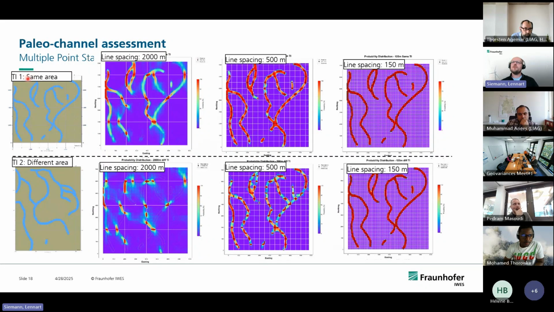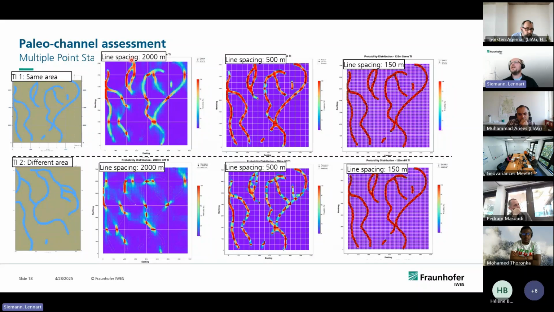So we have different training images. This is a bit complex now. We have training image 1 and training image 2 here. Same area, different area says that here we have used the same conditional data and the same training image. And here we have used the conditional data from above, but a different training image, because we wanted to investigate different things. We wanted to investigate the sensitivity to the selection of the training image, but also things like the line spacing of the geophysical data, as you can see in this direction here.